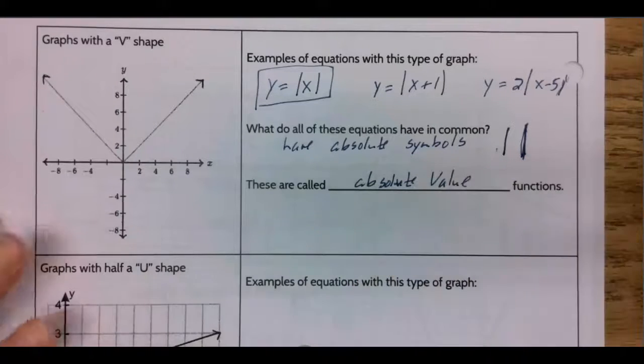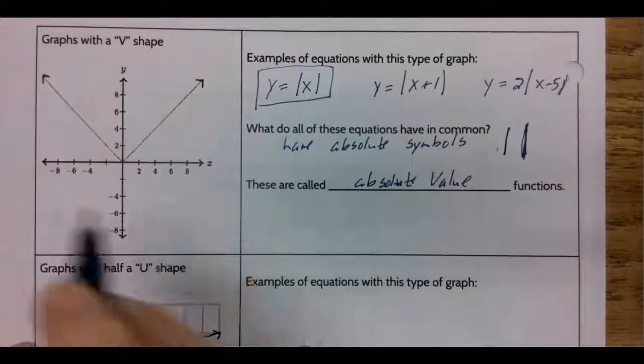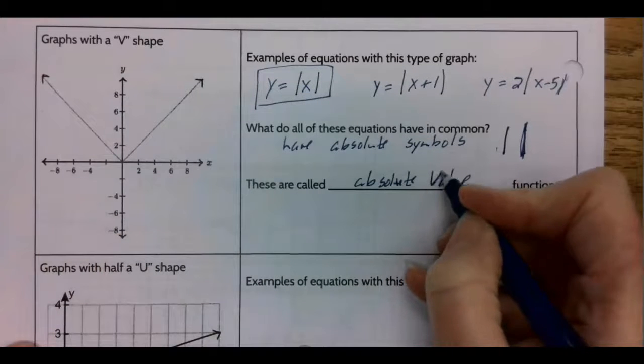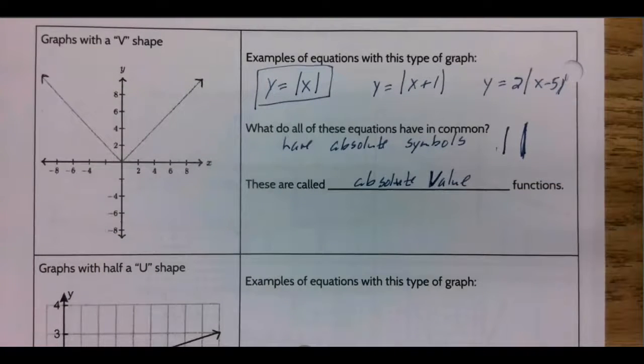And you might have already figured out a way to remember these. I kind of emphasized it there. Absolute value are going to have a V shape. Always, always, always. Absolute value are going to have a V shape.